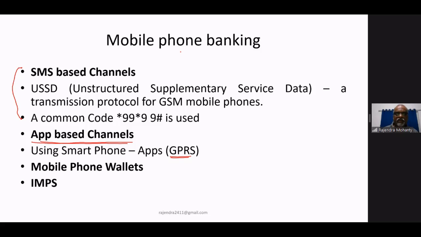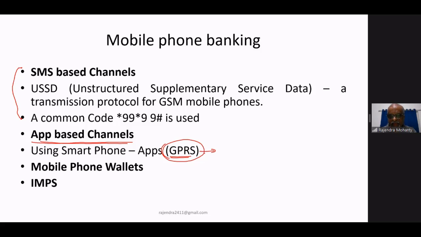What is the full form? I told you, query service on Aadhaar mapping, QSAM. So your Aadhaar mapping has to be done. For that, you can use that code. The code is *99# hashtag. Okay. Now, app-based channels are through smartphones, which are used under a GPRS system, General Packet Radio Service.